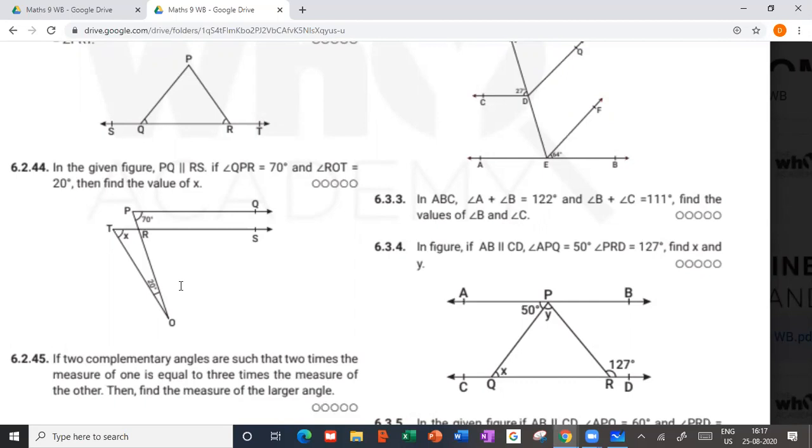Okay. Miss, got it. It's easy. It's 70. Correct. Yeah, it will be 70. Ma'am, it's 70 only. Anybody who did not get this? Shivesh, did you get it? Yes, ma'am. Good.